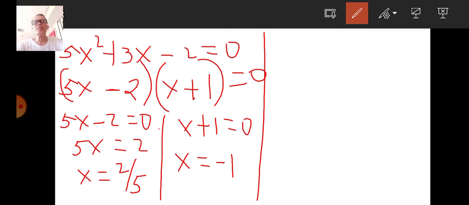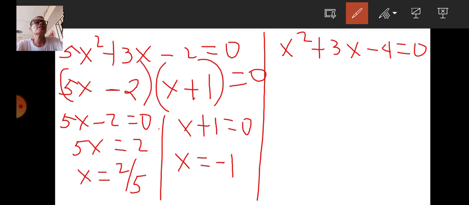Okay, another example. For example, we have x squared plus 3x minus 4 equals 0. So factor out.